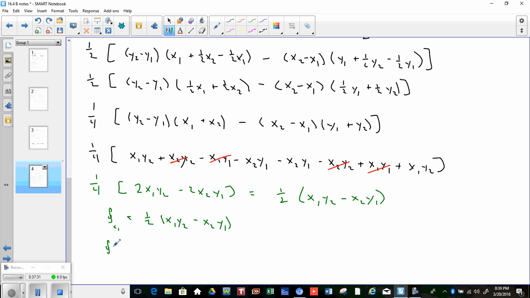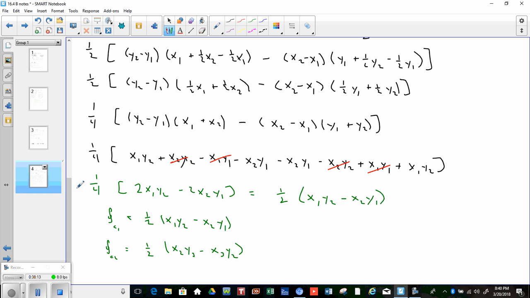Therefore, the idea would be, well, the integral for the C2 part would be 1/2, move all your indices. So that would be x2 y3 minus x3 y2. I don't know why that was so hard.